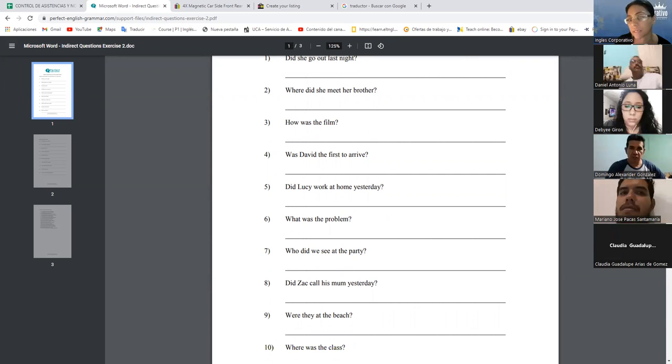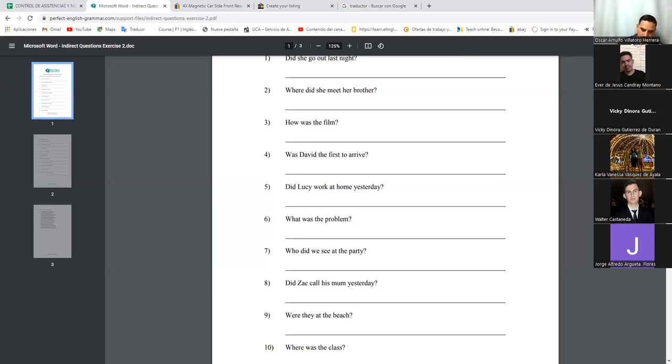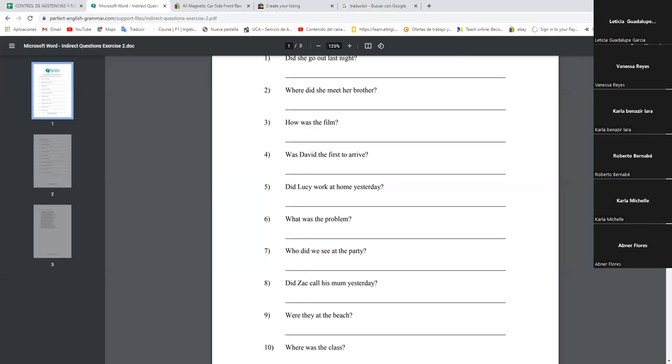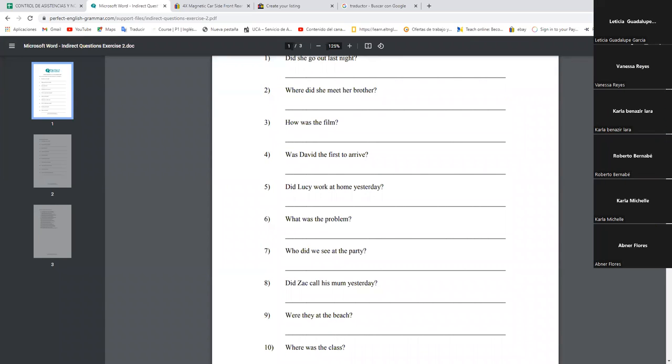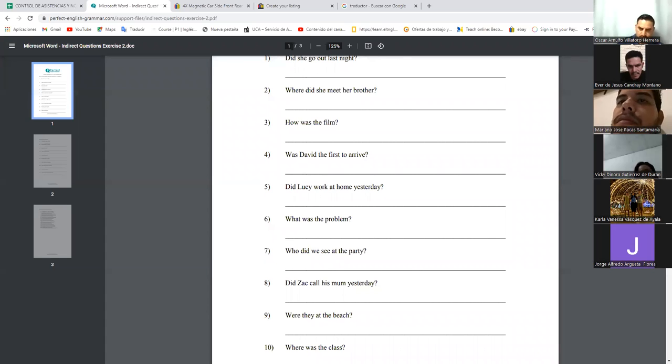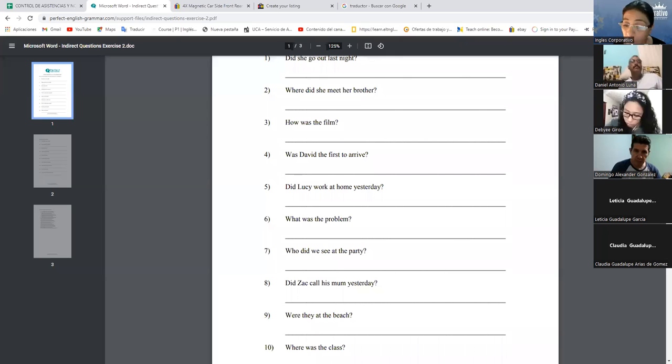A ver, entonces vamos a ir en orden. Obviamente todos tienen que hacer las 10, pero vamos a ir en orden. Number one is Dani, number two is Debbie, quien me va a dar la respuesta. Number three is Domingo, number four is Mariano, Claudita, you're number five. Oscar, you're number six. Ever, you're number seven. Vicky, you're number eight. Carla Vanessa, you are number nine. Walter, no sé si puede participar. Sería el number 10. Si Walter no puede participar, no sé si puede Jorgito. Ninguno creo. All right. No sé si Leti. Yes, teacher. Excelente. Entonces, Leti, usted se va con la 10. Obviamente las tienen que hacer todas, pero quien me va a dar la respuesta de la 1, por ejemplo, es Daniel.